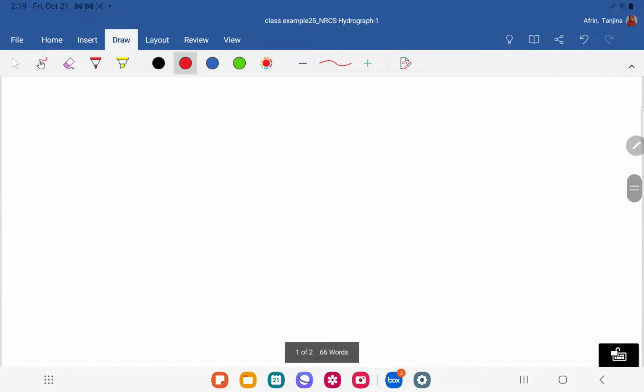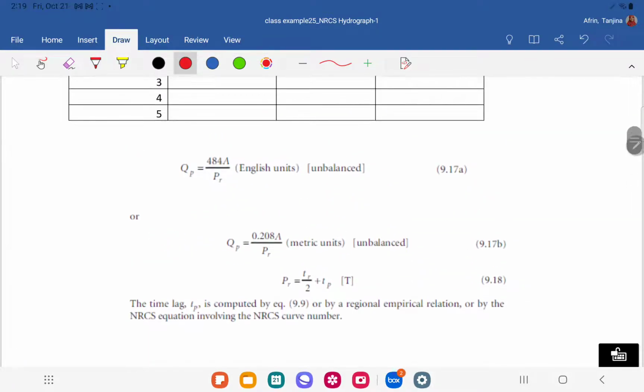Now here, for all the equations, TP is exactly what you got from Snyder's method, so the equation is the same. So I will just write down what TP we got, 11 hours. But for the QP, the equation is a little bit different. Since we are using the metric unit, I will use this one. So let's find out what is the QP.